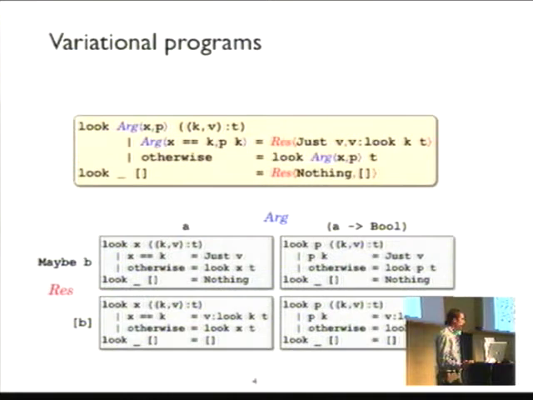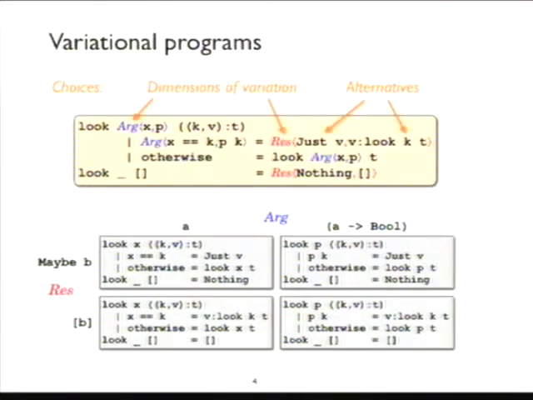We can represent all 4 of these variants in a single variational program using this notation here. These colored annotations are called choices. You can think of a choice as a more structured if-def statement. Each choice has some number of alternatives and an associated dimension. The key thing about choices is that all of the choices in the same dimension are synchronized. So if we choose the left alternative in the arg dimension, we're going to get the left alternative in all of the arg choices. So here are our 4 variants expressed in a variational program using choices.